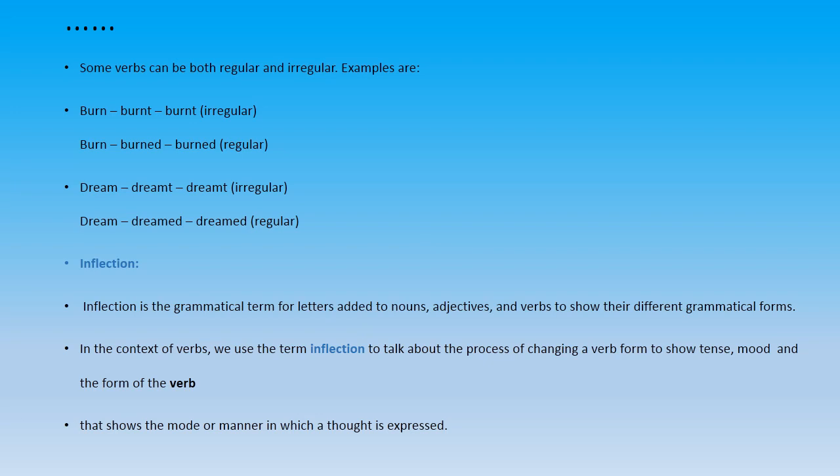When we are using a verb in a sentence, the term we use is inflection. Actually, inflection is the grammatical term for letters added to nouns, adjectives and verbs to show their different grammatical forms, and in the context of verbs we use the term inflection to talk about the process of changing a verb form to show tense, mood and the form of the verb that shows the mode or manner in which a thought is expressed.